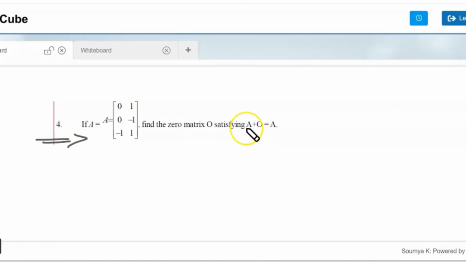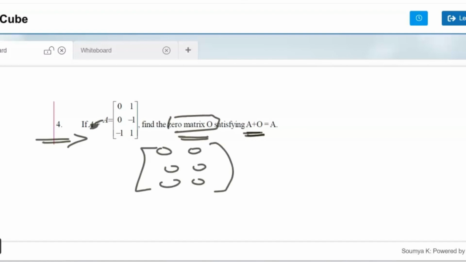Fourth question, this is just to confuse you. If A matrix is given to you, this is the A matrix, find the zero matrix. A plus O gives you A. So here it is told zero matrix. So when it is zero matrix, please compare it to the given matrix. So number of columns and rows should be same. So all will be 0. That is, this is the solution.